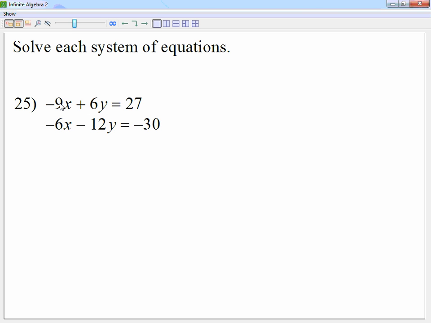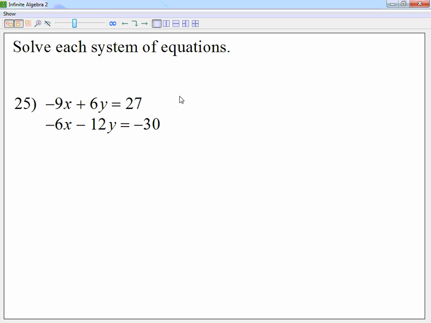So my plan is I'm going to use elimination. If I combine my like terms, I want one of my letters to cancel out. I notice that neither of them cancel out. So if I want to cancel the x's, 9 and 6, I can make both of them 18. If I multiply the top by 2, multiply the bottom by 3, I can make both of them 18. Make sure one of them is positive, the other is negative. If I want to cancel the y's, 6 and 12, I can make both of them 12. Multiply the top by 2.